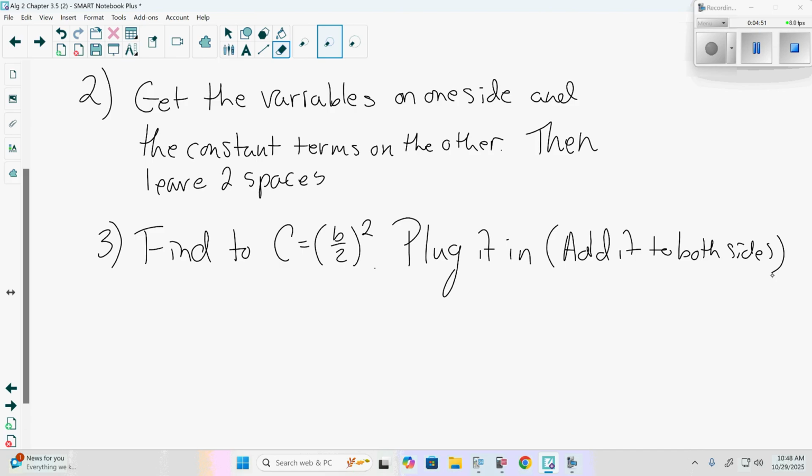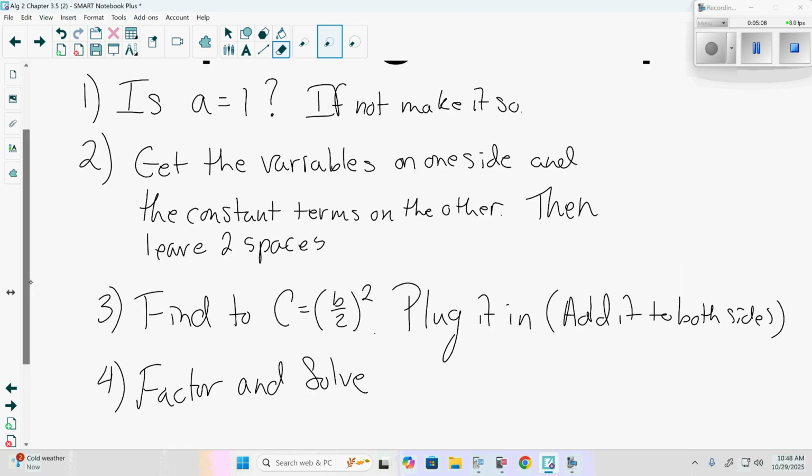And the last step is to factor and solve. We want to factor that perfect square trinomial that we made from finding c, and then solve using the square root method. So really these four main steps are how we're going to solve using completing the square.